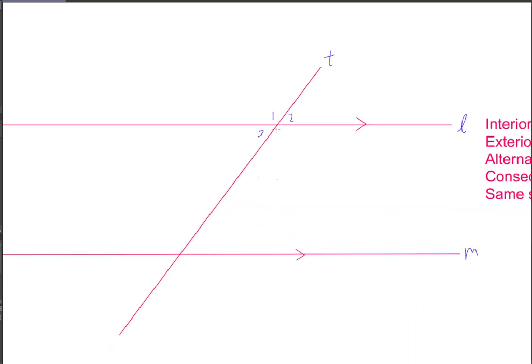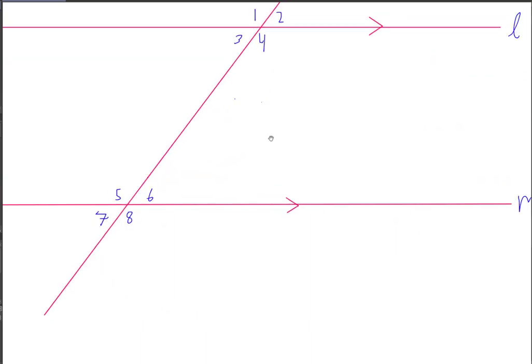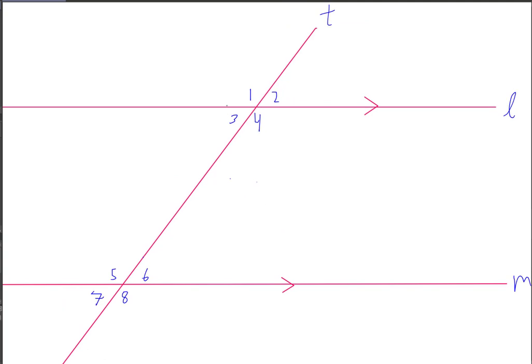There's another piece of terminology that I want to introduce as well. 7 and 8, okay. So if these were all my angles, a really cool thing happens once you have a transversal cutting two parallel lines. Whatever angle 1 is, because it's a vertical pair with angle 4, it's going to be congruent.